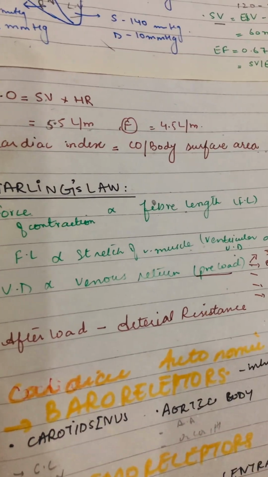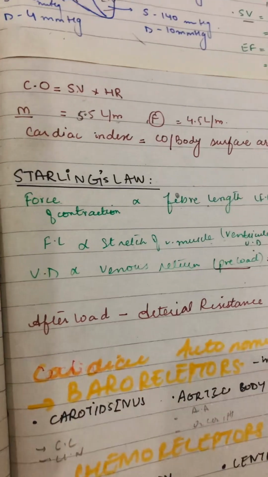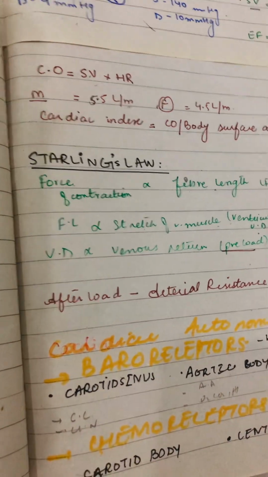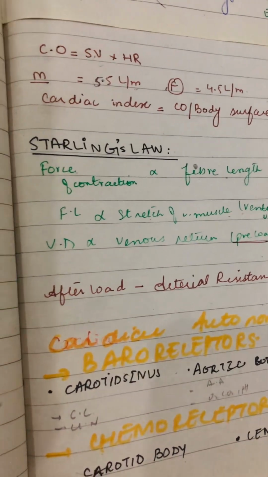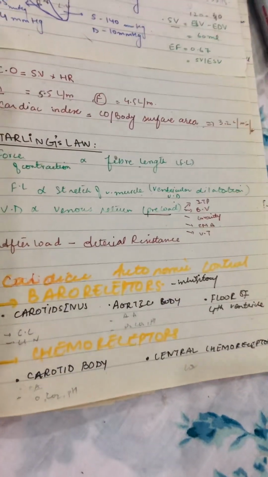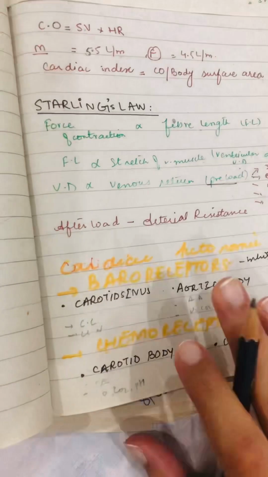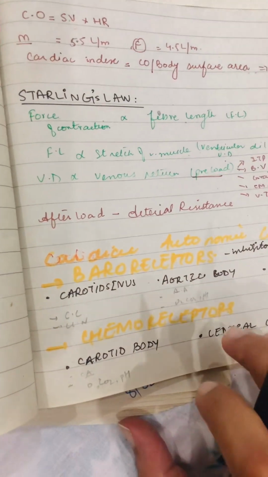and it depends upon the venous tone. Now you have the afterload. Afterload actually depends upon the arterial resistance. Now you have the cardiac autonomic control. So it is via two things, the baroreceptors and the chemoreceptors.